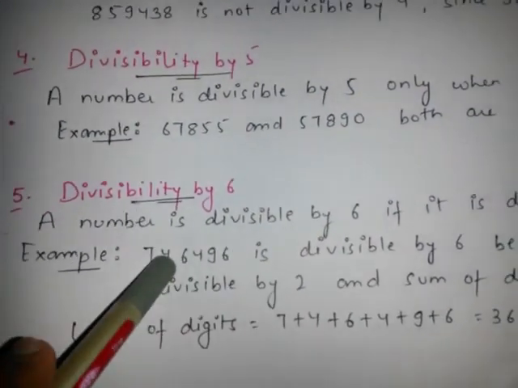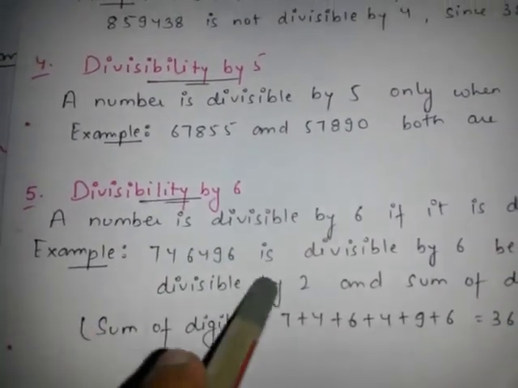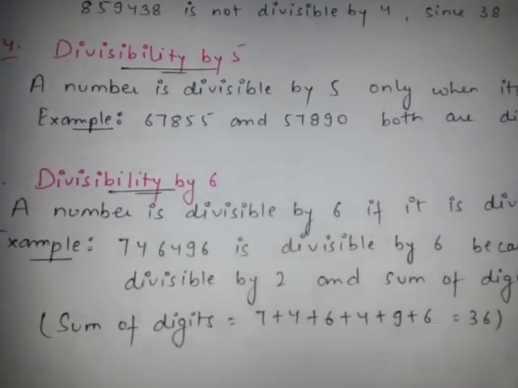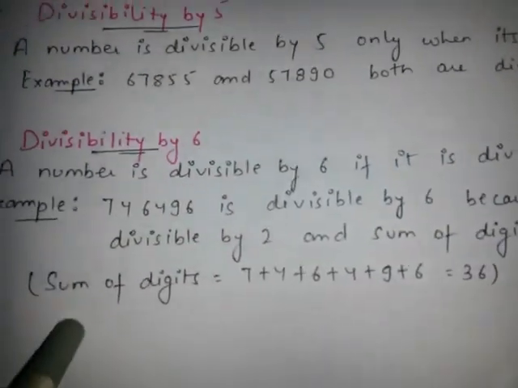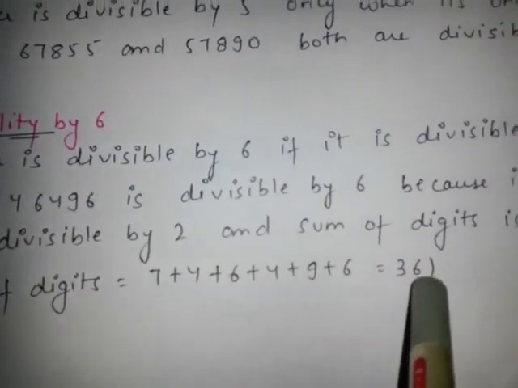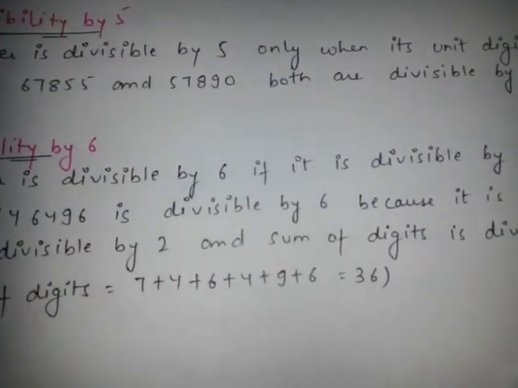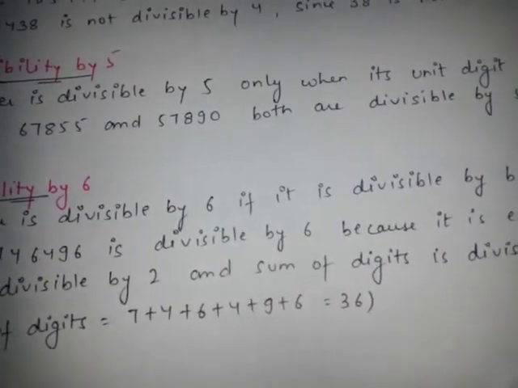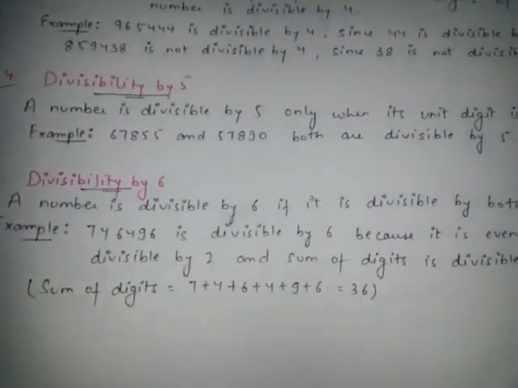And for the divisibility by 3, we have to check whether the sum of digits is divisible by 3 or not. We find the sum of digits, which is 36. Hence the number is divisible by 3 also. So the number is totally divisible by 6.